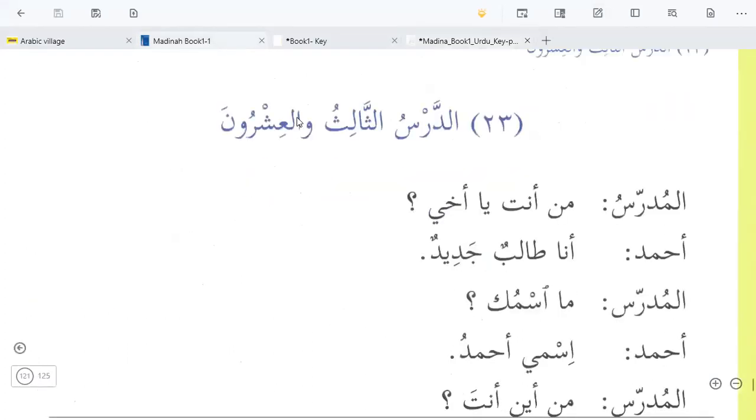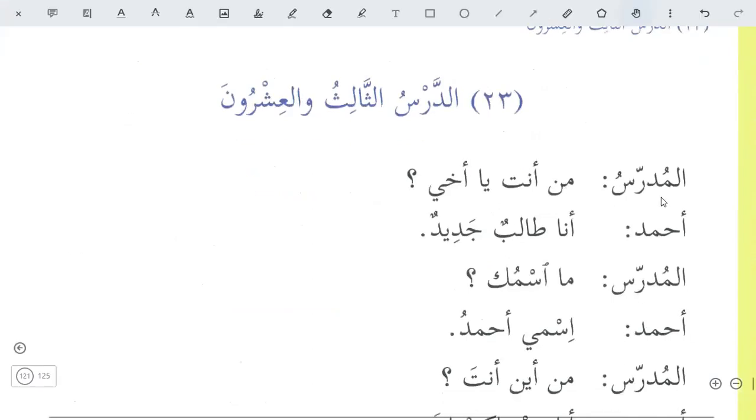And this is our lesson. Al mudarrisu: man anta ya akhi? Who are you, oh my brother? Akhi, my brother. Ana talibun jadidun. I am a new student.